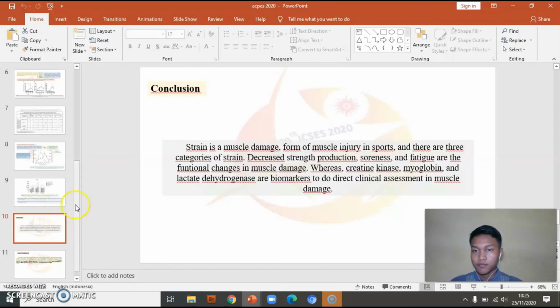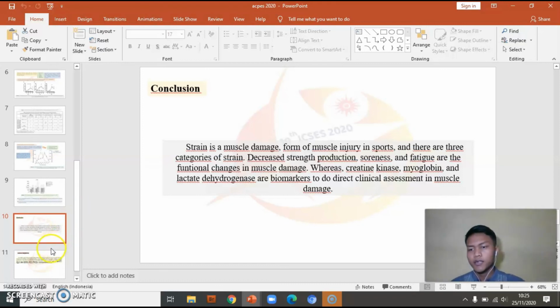Next slide. This slide is conclusion. Okay. Strain is a muscle damage form of muscle injury in sports, and there are three categories of strain. Decreased strength production, soreness, and fatigue are the function change in muscle damage, whereas creatine kinase, myoglobin, and lactate dehydrogenase are biomarkers to do direct clinical assessment in muscle damage. Okay, this is a conclusion.